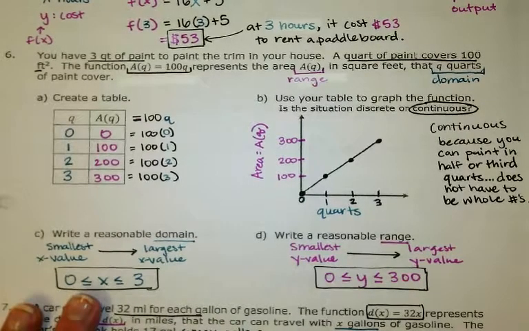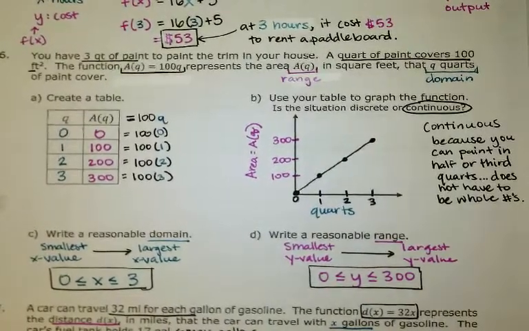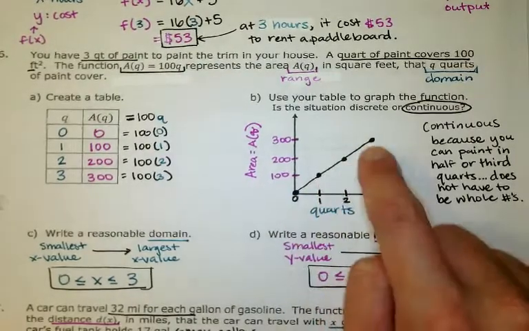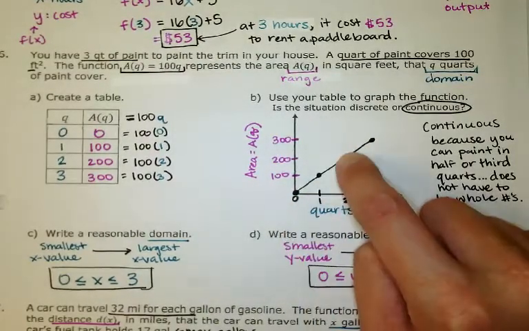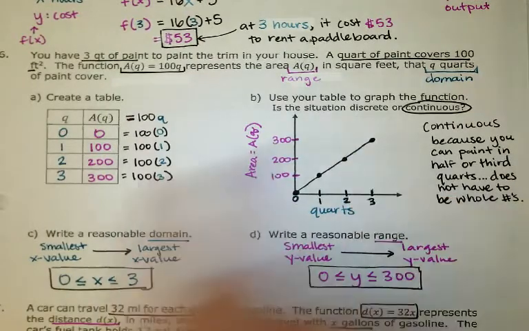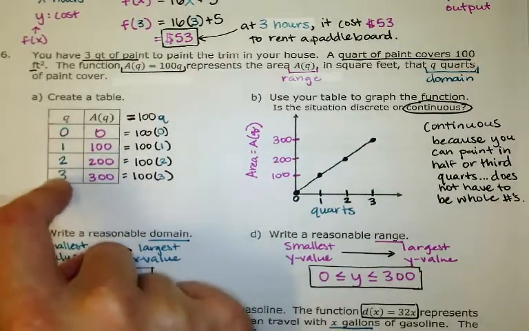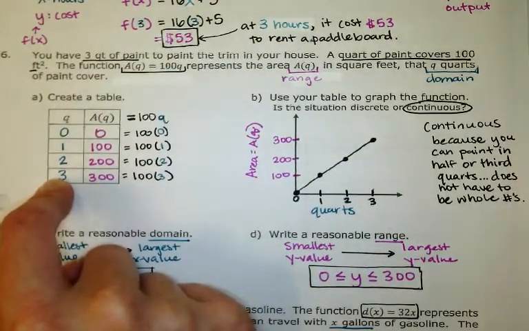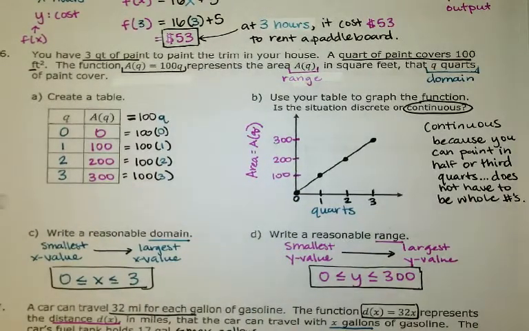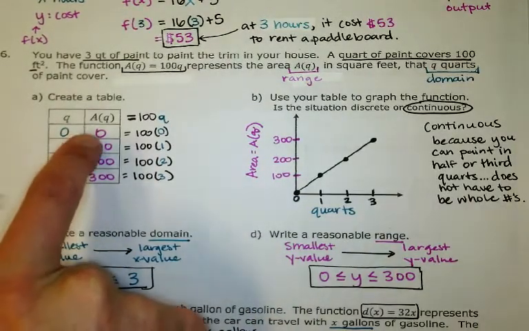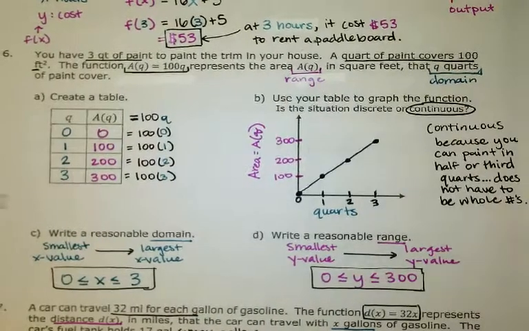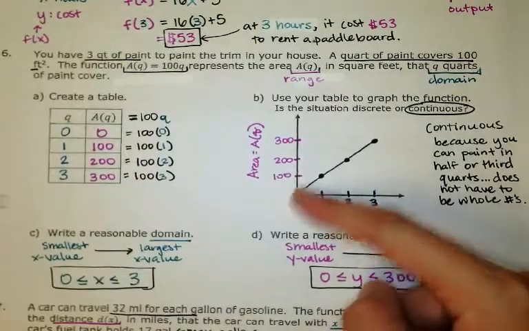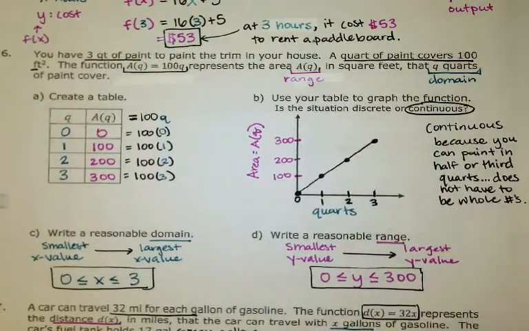So the area, yes, I plotted those points, but I connected those lines. Does that make sense? Did I have to have whole values for my quarts over here? I picked whole values because those are easy numbers, but I could have easily picked 0.75 quarts as one of my X values and gotten 75 square feet. So we could have easily not done whole values. But I graphed these points, and this is generally what it would look like. For 1 quart, it was 100 square feet. For 2, it was 200. For 3, it was 300.